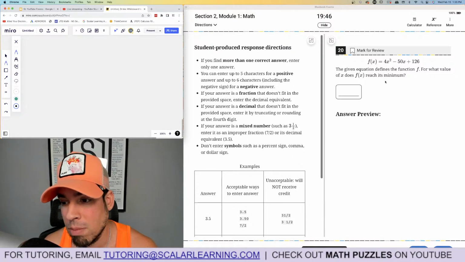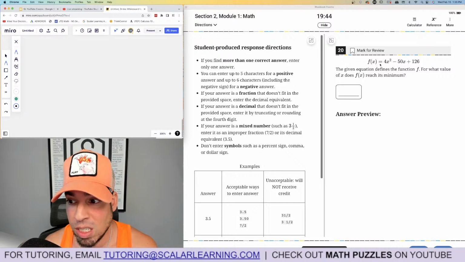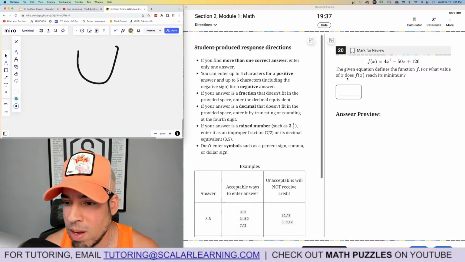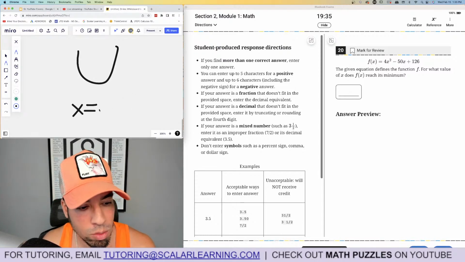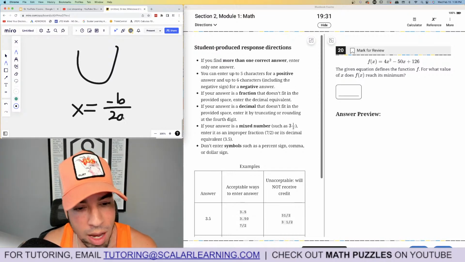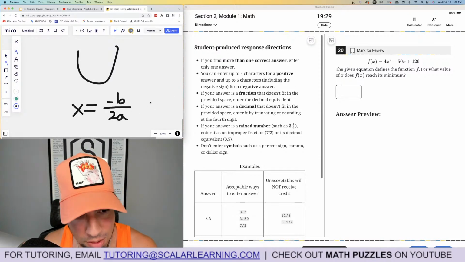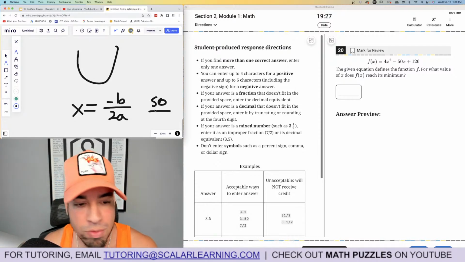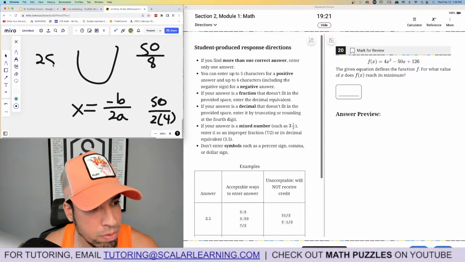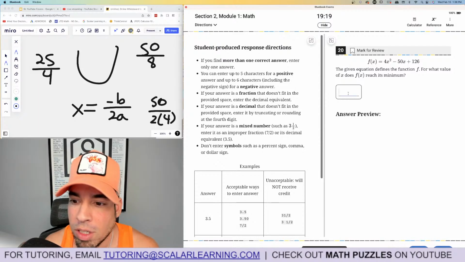We're assuming the minimum is going to be at the vertex, and it is because this term is positive, so it's going up like that. The vertex occurs, and they want to know for what value of x. This is a nice little shortcut. We say, well, the vertex in standard form occurs at negative b over 2a. Negative b is negative 50, which is positive 50. A is 4, so 2 times 4. So it's 50 over 8, which reduces to 25 over 4. So we can just say 25 over 4.